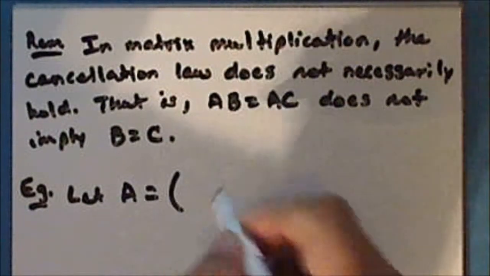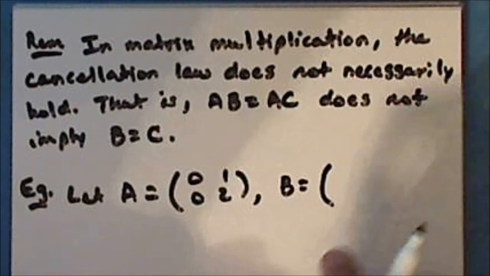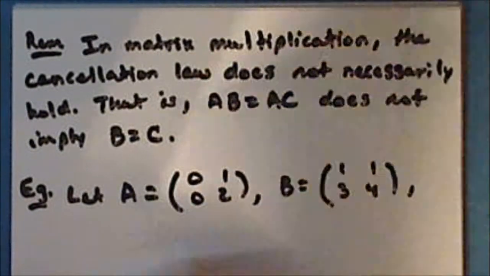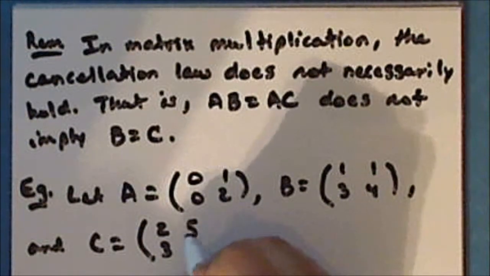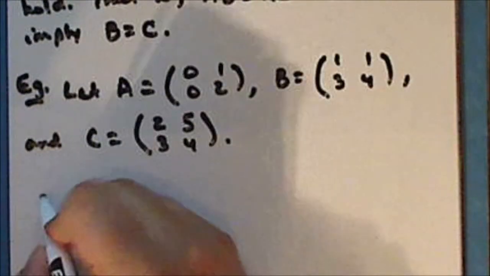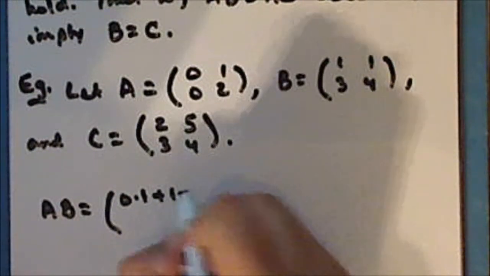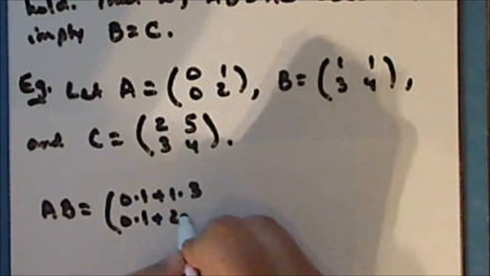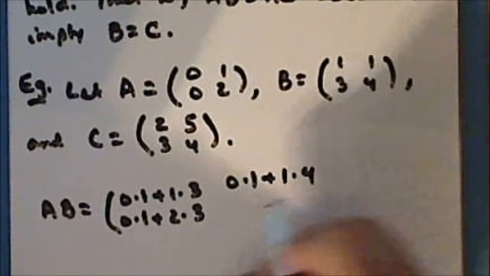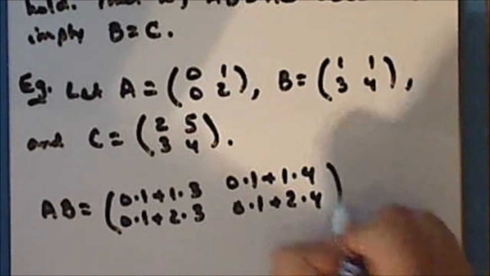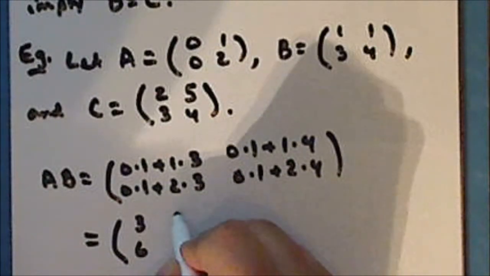Let the matrix A be the 2 by 2 matrix with columns 0, 0, 1, 2. Let the matrix B be the 2 by 2 matrix with columns 1, 3, 1, 4. And let the matrix C be the 2 by 2 matrix with columns 2, 3, 5, 4. The product A times B is the 2 by 2 matrix with entries 0 times 1 plus 1 times 3 and 0 times 1 plus 2 times 3 as the first column, 0 times 1 plus 1 times 4, and 0 times 1 plus 2 times 4 as the second column. So this is the 2 by 2 matrix with columns 3, 6, 4, 8.